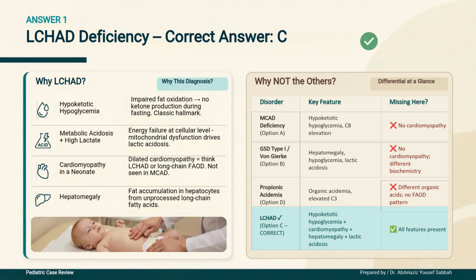Critically, there is dilated cardiomyopathy in a neonate, which points to LCHAD or another long-chain fatty acid oxidation disorder, and is not seen in medium-chain acyl-coenzyme A dehydrogenase deficiency. Hepatomegaly results from fat accumulation in the liver cells from unprocessed long-chain fatty acids. Medium-chain deficiency lacks cardiomyopathy. Von Gierke disease has different biochemistry, and propionic acidemia shows an organic acidemia pattern without this fatty acid oxidation picture. Question 2.